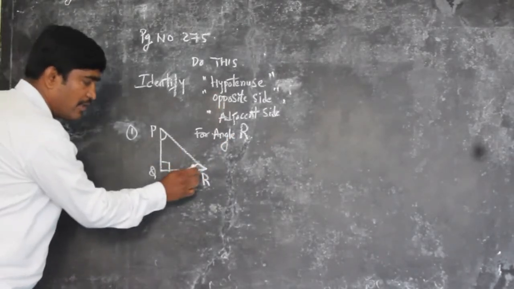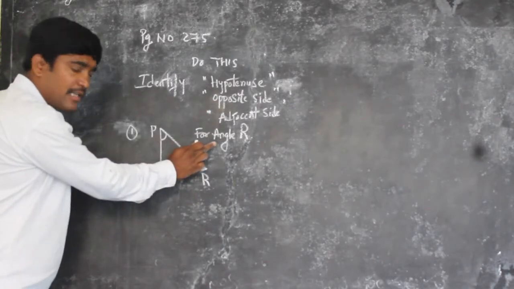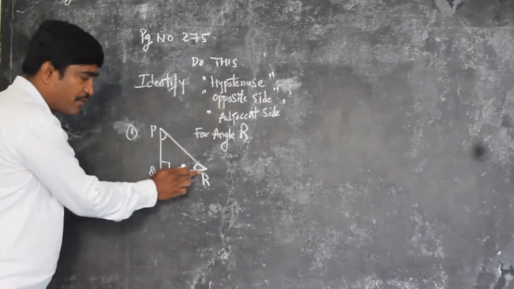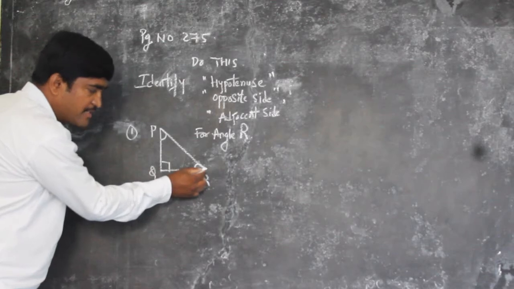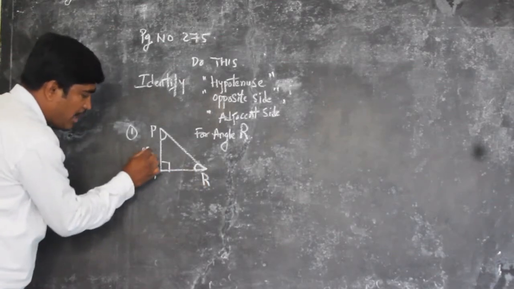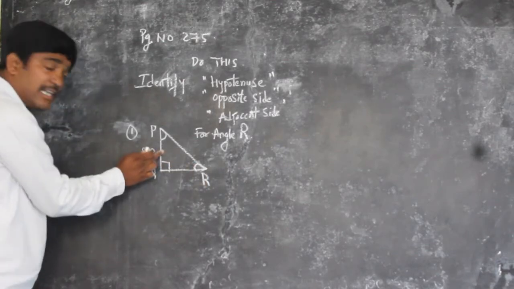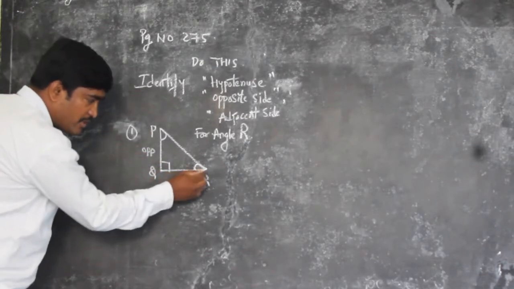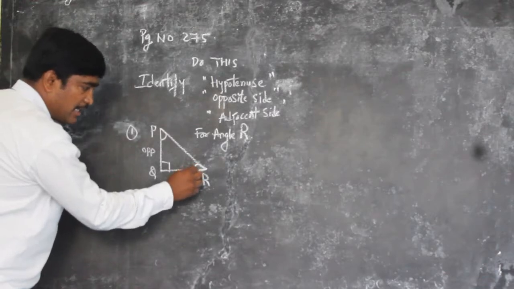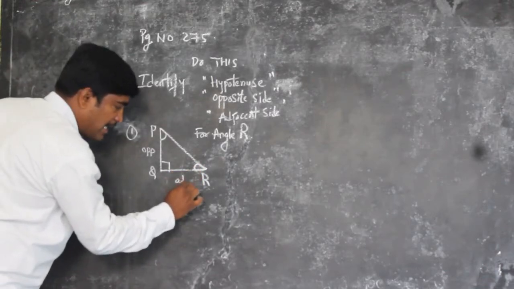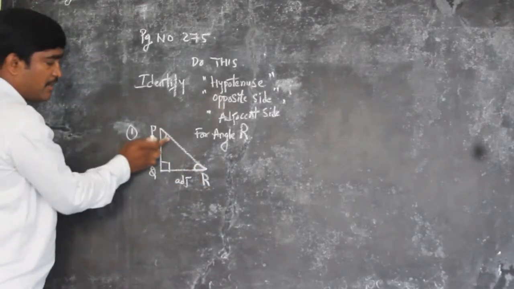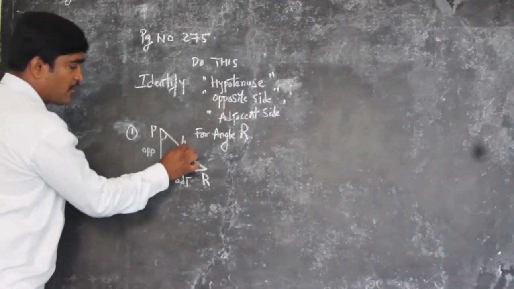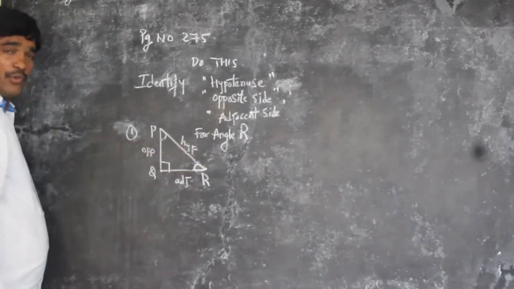Since the angle R is given, I will go for R and observe from this one. The side exactly opposite to this R is called the opposite. Similarly, the side below is called the adjacent. And the longest side is always called the hypotenuse.